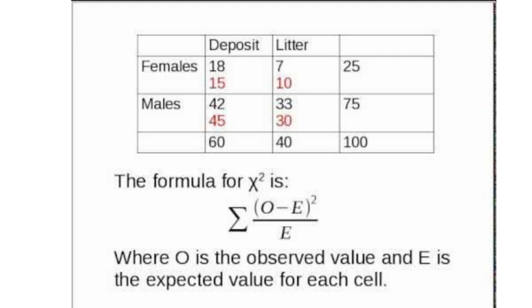An example is that we have females and males. What we are seeing in black are the numbers we calculated. Among the females, for the first category they are 18, for the second they are 7, and the total is 25. For the males, 42 and 33, with this total. Then we get the totals. This is a contingency table.